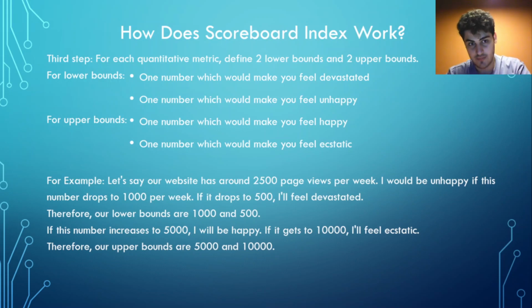So to understand it clearly, let's give an example. If our website has around 2,500 page views per week, I would be unhappy if this number drops to 1,000 per week. So this is the first lower bound. The other lower bound is 500, which I would feel devastated if we hit that number. So we defined the lower bounds now. We have to define some upper bounds.